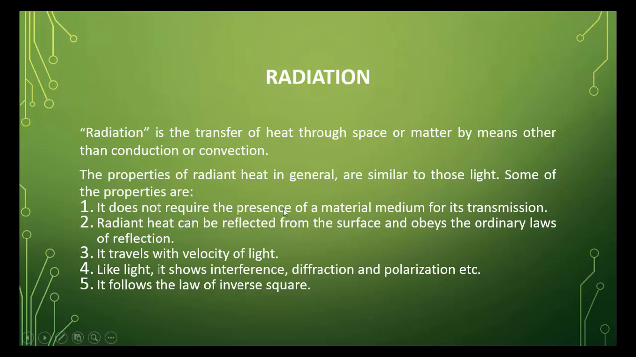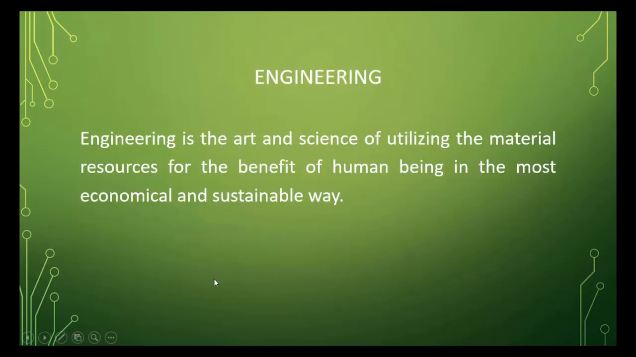It does not require the presence of a material medium. Radiant heat can be reflected from a surface and obeys the ordinary laws of reflection. It travels with the velocity of light. Like light, it shows interference, diffraction, and polarization, etc. It follows the law of inverse squares.